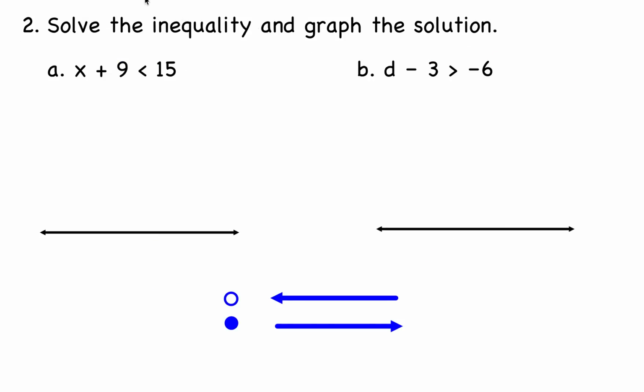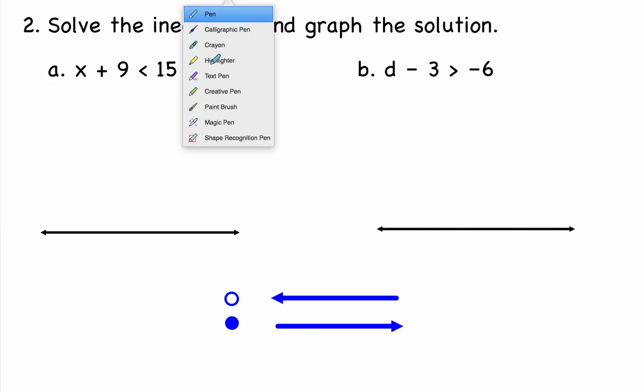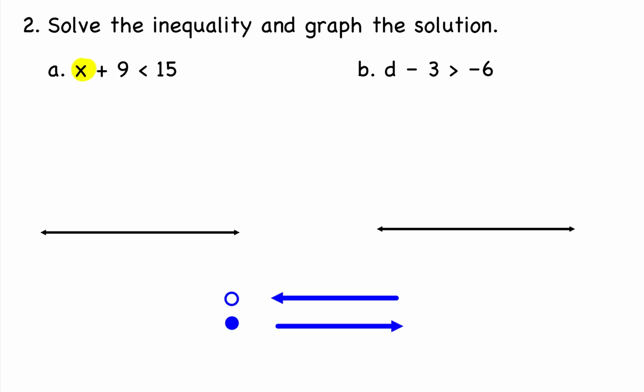Number 2 says solve the inequality and graph the solution. So we have a number plus 9 is less than 15 is how we would read that. We're going to be solving these the same way we solved equations. Our goal is to get the variable by itself. So I'm going to go ahead and just highlight the variable. This is what I'm trying to get alone. And so we'll go ahead and work on isolating that variable on one side.